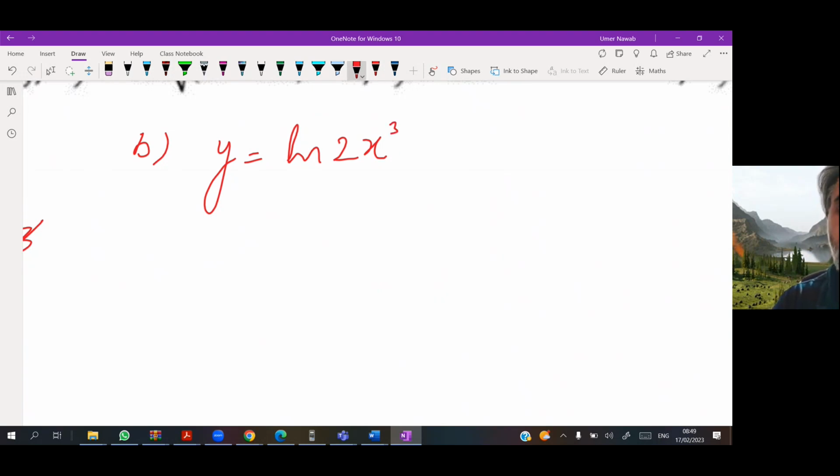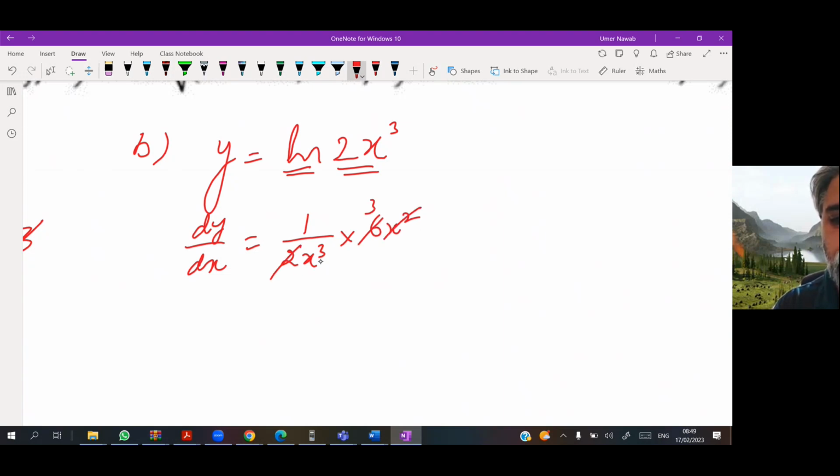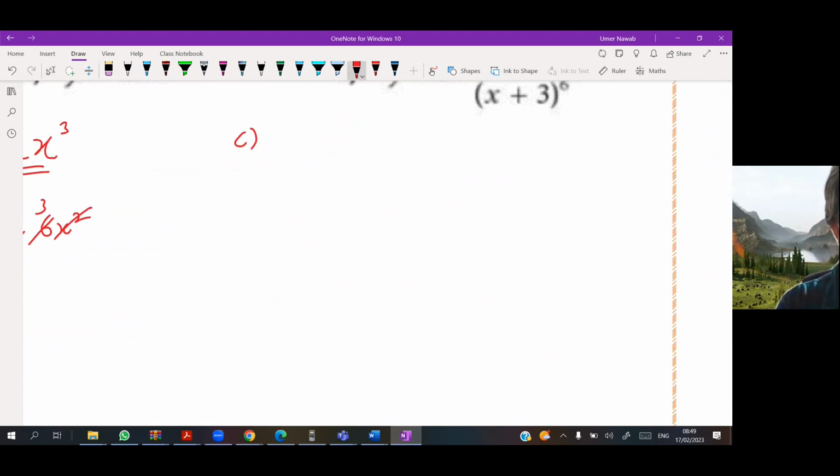Okay. Now you have to take the derivative of ln. So ln tells you reciprocate your argument, 1 over 2x cubed. Now the further derivative of 2x cubed, it is 2. Come on. 2x cubed is 3 times 2, 6x squared. Cancel 2 with the 6, it is 3. And x squared cancel with x cubed, it gives you x. So dy by dx in a simplified form is 3 over x. Let's go to the c part now.